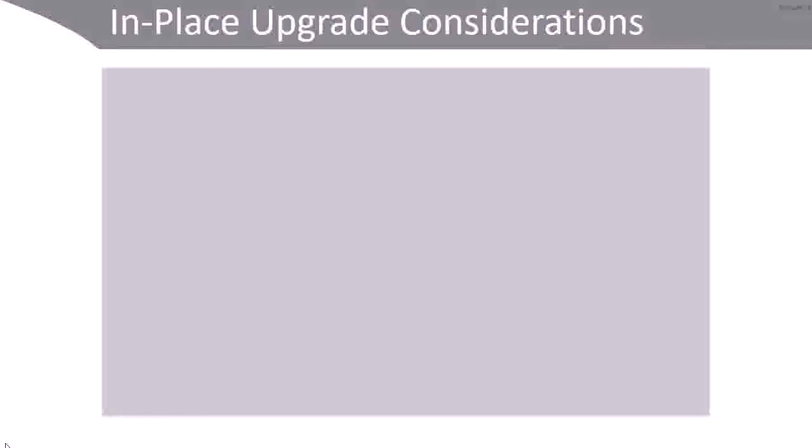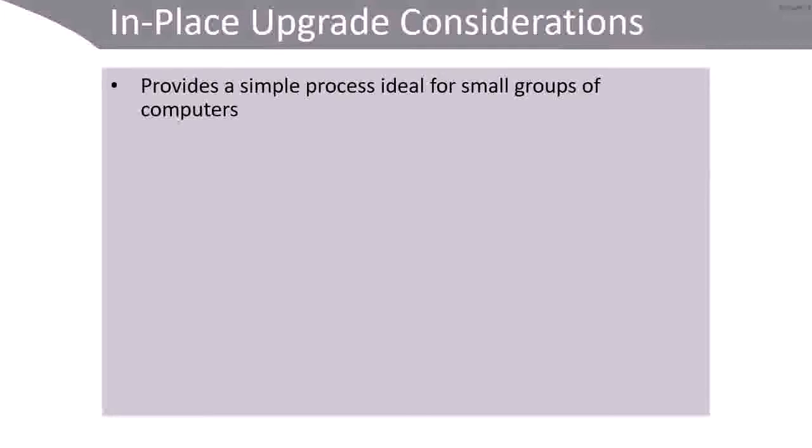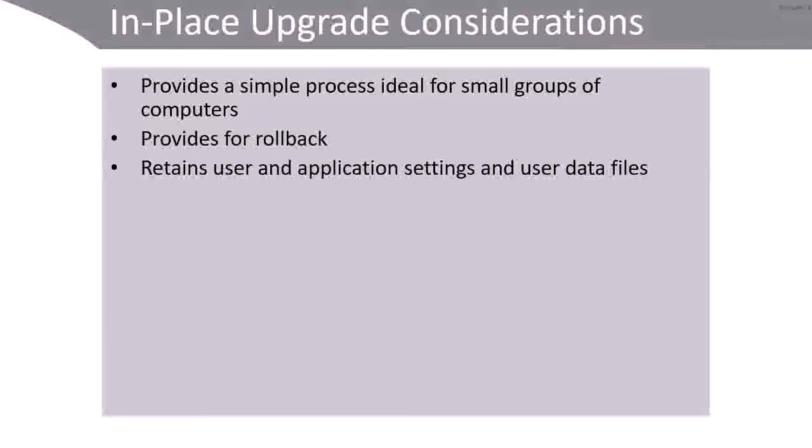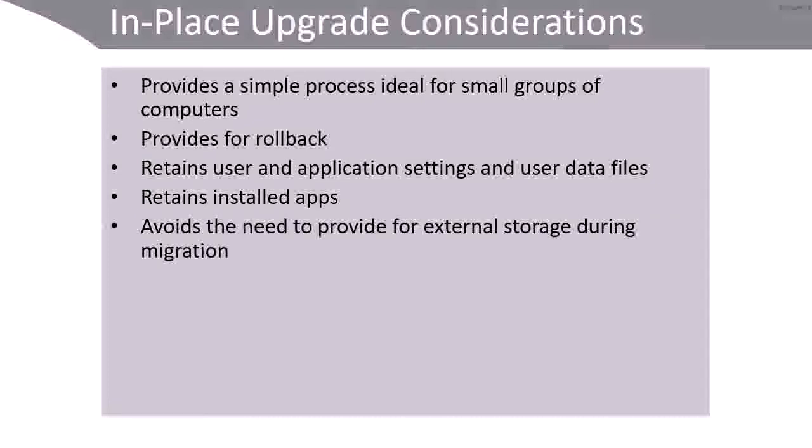When you're performing an in-place upgrade, consider the following. It provides a simple process which is ideal for small groups of computers. It provides for rollback. It retains all user and application settings and user data files. It retains installed apps, which means you don't have to reinstall the applications after the upgrade. You don't need to provide for external storage during the migration, because the data is not going anywhere. It does not, however, allow for edition changes.